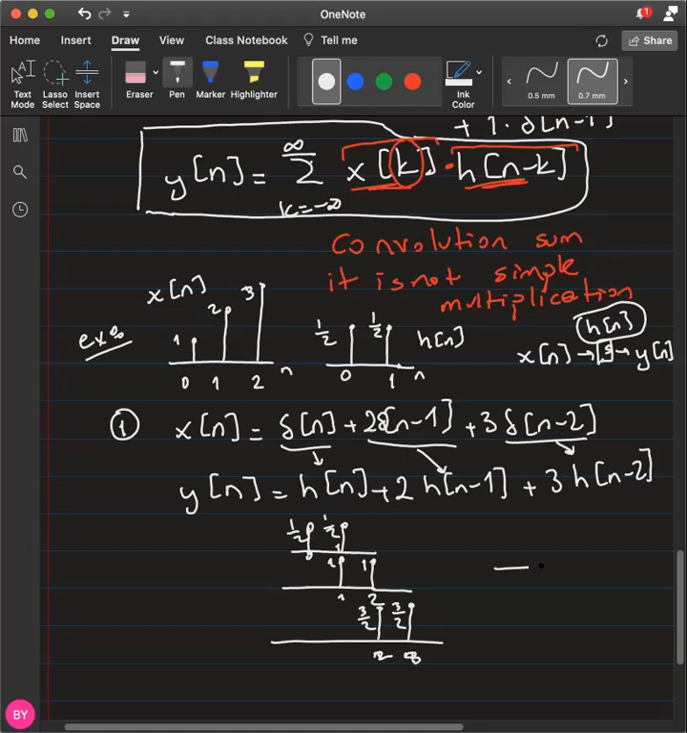And finally, while finding y of n, what should I do? I would first look at zeros. I only have 1 over 2 at 0. Okay, 1 over 2. At 1, I have 1 over 2 plus 1, so 3 over 2. This will be 3 over 2 at 1. And at 2, 1 and 3 over 2, which means 2.5, like 5 over 2 at 2. And at 3, I only have 3 over 2. Okay, so this is how I find y of n.